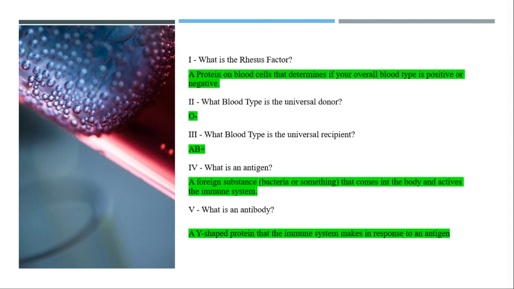Antigens and antibodies. So an antigen is a foreign substance. It can be bacteria, something like that, that comes into the body and activates the immune system. It triggers an immune response. So when an antigen comes in and triggers that response, our body makes antibodies. These are the good guys. An antibody is a protein, usually Y-shaped, that the immune system makes in response to an antigen. So antigen comes in, we make antibodies, antibodies go and beat up the antigen. Really good guys there.